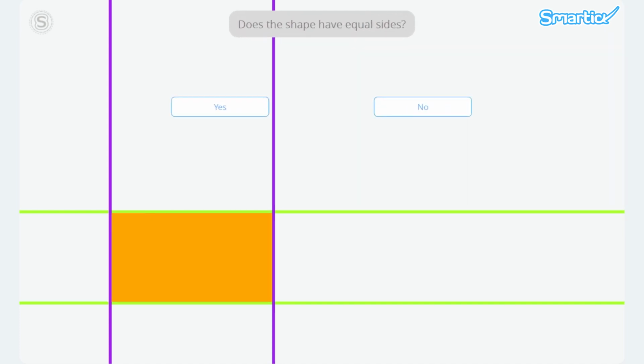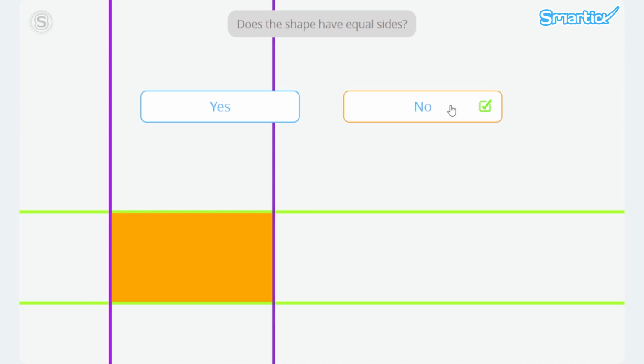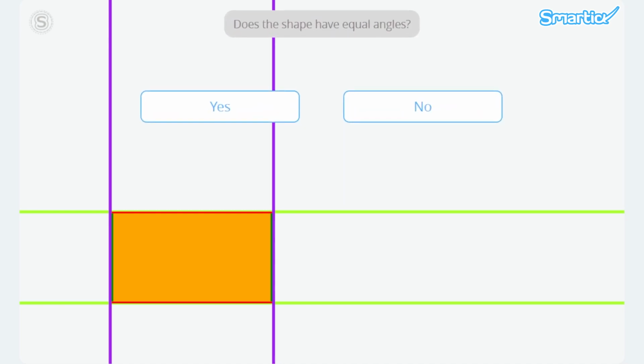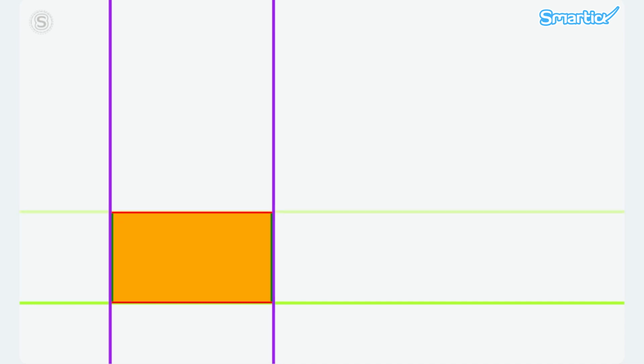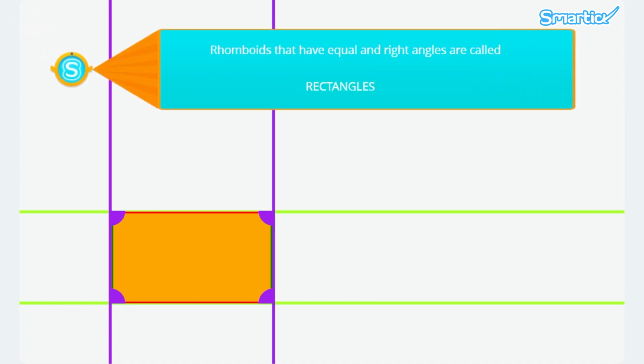Now, Amy and Eva have also crossed their rays perpendicularly to each other, making a new shape. Does the shape have equal sides? Since the rays of each laser pointer aren't separated by the same distance, any figure they make will not have all equal sides. And does it have equal angles? Since the rays from the laser pointers cross at a perpendicular angle, they make right angles, which we know are equal. Rhomboids that have equal and right angles are called rectangles.